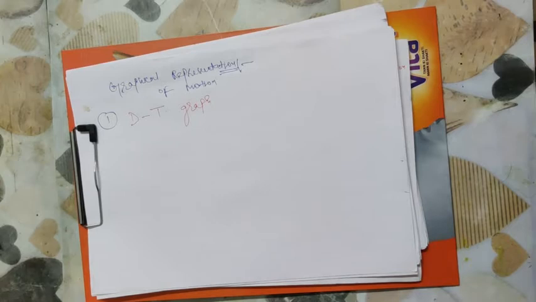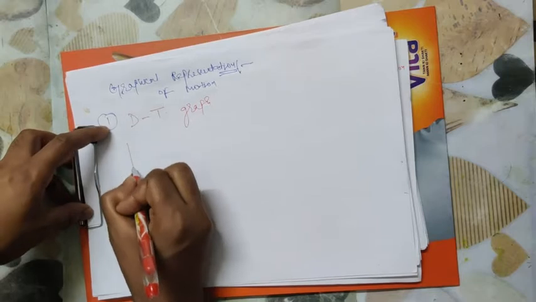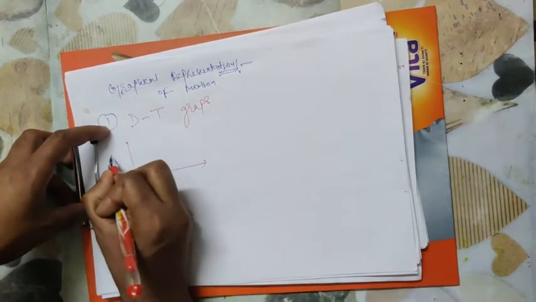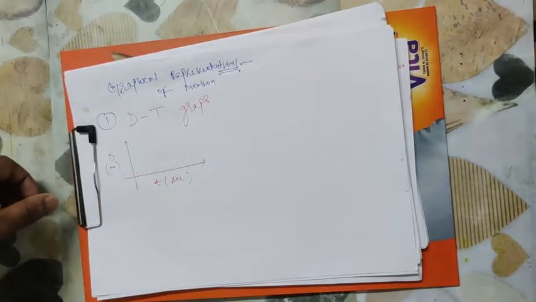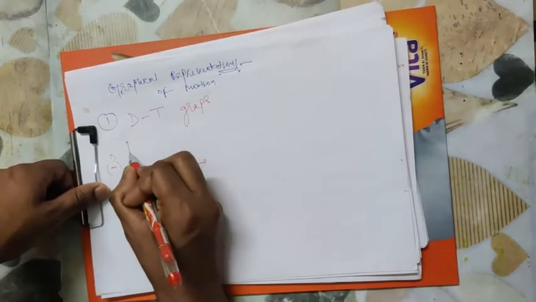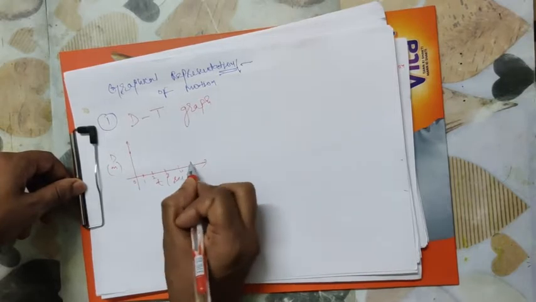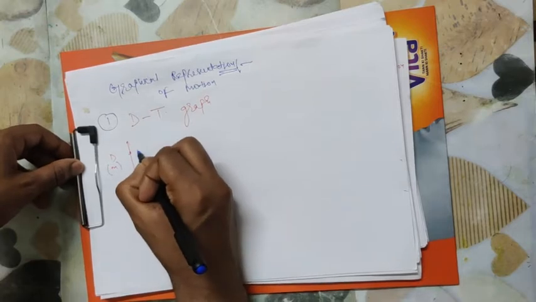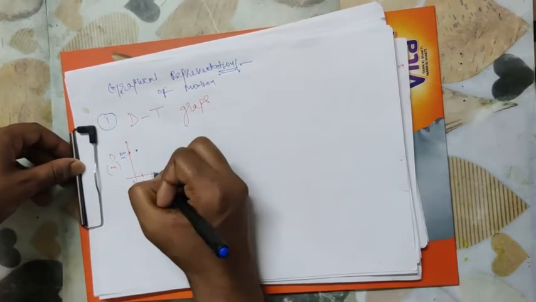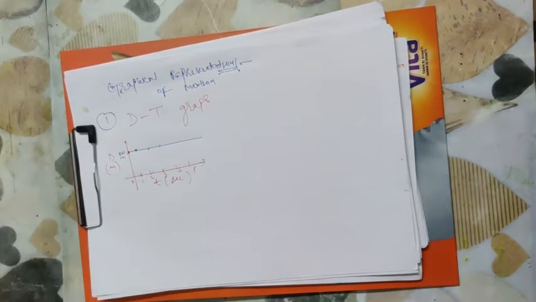First, let's consider the distance time graph. For example, if a body is at rest, we take two axes. This is distance that you take in meters, and this is time that you take in seconds. If the body is at rest, that means at time 0 second it is at this distance, and at time 1 second, 2 second, 3 second, 4 second, the body is still at rest. That means the body stays at the same distance, for example 100 meters. So whenever a body is at rest, the distance time graph is like this.